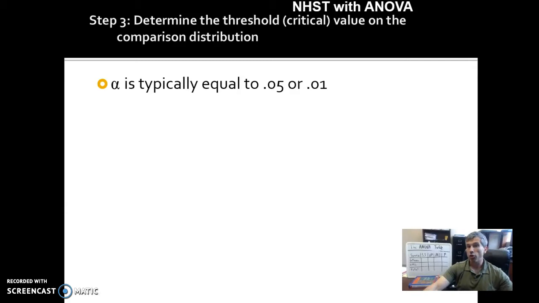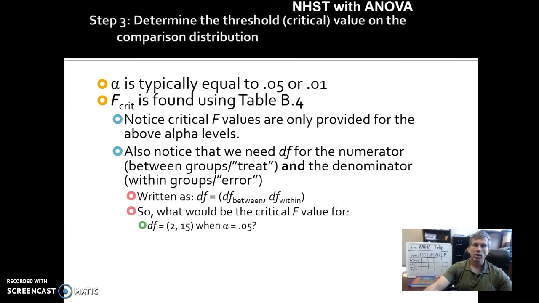Step 3, we're going to get our critical value, the value that's going to determine whether we'll reject the null or not. Alpha is still 0.05, still 0.01, still not anything you'll have to determine. It'll be provided for you. You can find your critical F score by using the table B4, which is a distribution of F values. Again, that's going to be available in this modules folder.